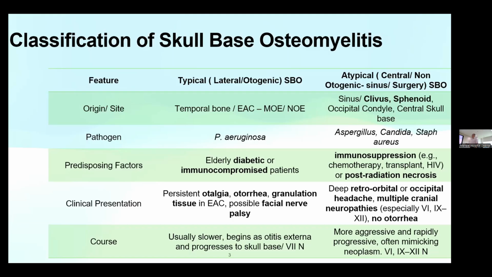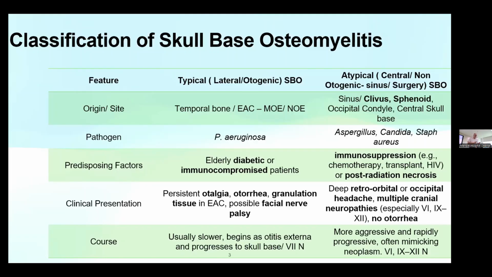Now, here the origin is in the temporal bone. Here it's the sinuses, sphenoid, occipital condyle, central skull base. In the lateral type, in probably 90% of cases, the organism you will grow is Pseudomonas aeruginosa. While in the central type, it can be fungal, Aspergillus, Candida, or it can be bacterial. The commonest is Staph aureus.